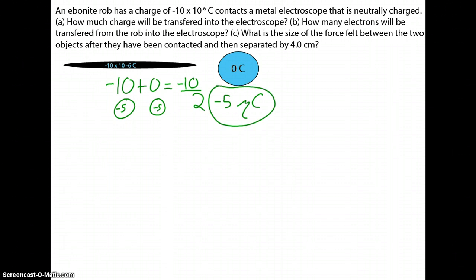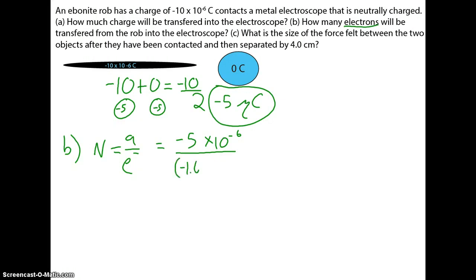microcoulombs. Now B is how many electrons will be transferred from the rod into the electroscope. To figure that out, I'll just use this little equation here. So it's number equals the charge over e. So the negative 5 charge times 10 to the negative 6 over the electrons, because it's asking how many electrons are going to be transferred. And the electron charge is negative 1.6 times 10 to the negative 19.